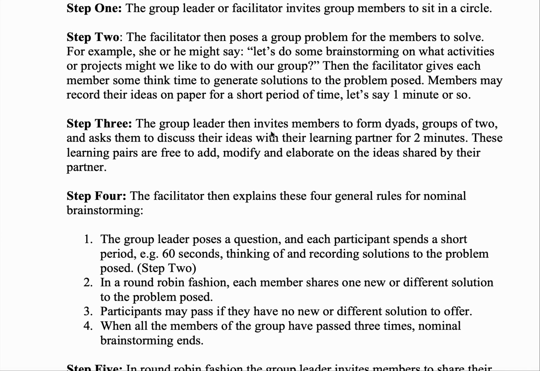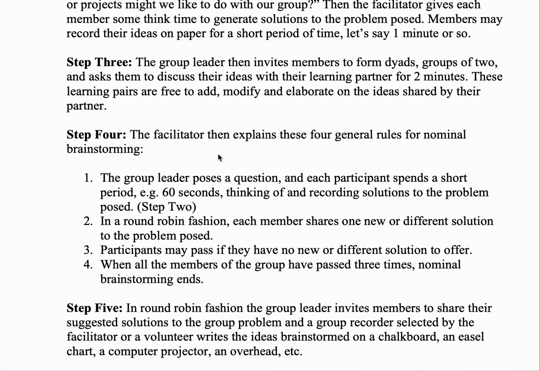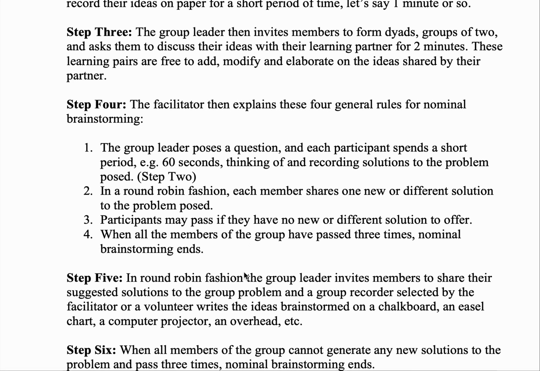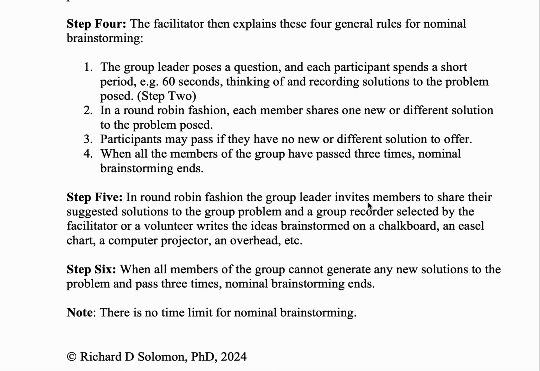In step 3, the group leader then invites members to form dyads, groups of 2, and asks them to discuss their ideas with their learning partner for, shall we say, 2 minutes. These learning peers are free to add, modify, and elaborate on the ideas shared by their partner. And in step 4, the 4 general rules for nominal brainstorming, which we discussed earlier, are mentioned over here. And step 5, in round robin fashion, the group leader invites members to share their suggested solutions to the group problem, and a group recorder selected by the facilitator or a volunteer writes down the ideas brainstormed on a chalkboard, an easel chart, a computer projector, an overhead, etc.